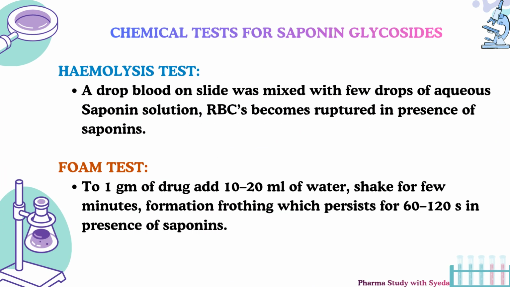Chemical tests for saponin glycosides. Haemolysis test. A drop of blood on a slide was mixed with a few drops of aqueous saponin solution. RBCs become ruptured in the presence of saponins. Foam test. To 1 gm of drug add 10 to 20 milliliters of water and shake for a few minutes. Formation of frothing which persists for 60 to 120 seconds indicates the presence of saponins.